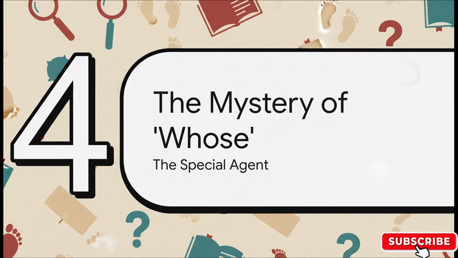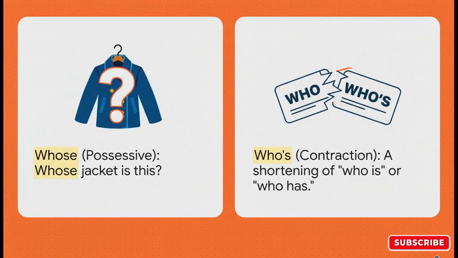We're getting close to the end of our investigation. It's time to meet one last, very interesting character, the special agent we call whose. It plays by slightly different rules, but don't worry, the main idea is exactly the same. And guess what? The rule here is exactly the same as it was for its and it's. Whose, no apostrophe, shows possession. Whose jacket is this? Who's, with the apostrophe, is just a short way of saying who is or who has, like in who's going to the party. It really is that simple.